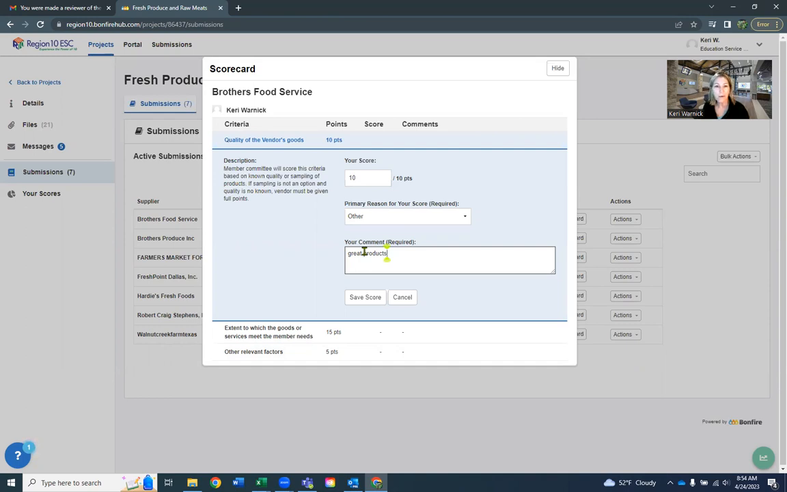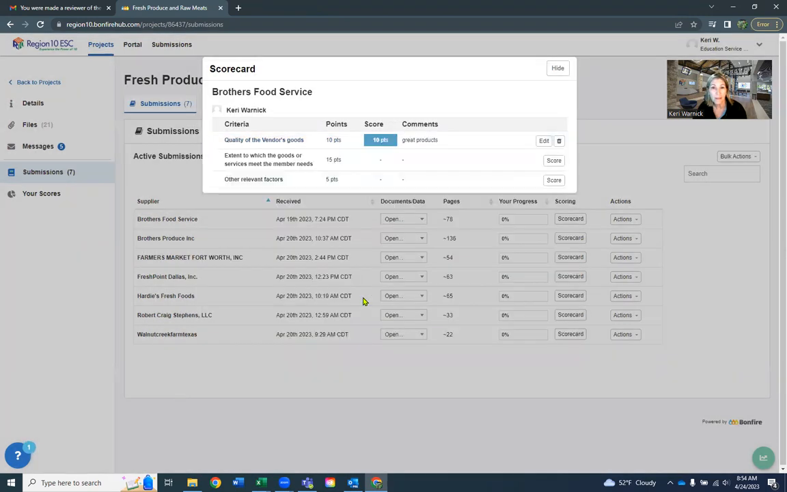So you're going to pick that primary reason. You're going to enter your comment, and then you're going to click on save score. And now you've got your first one done.